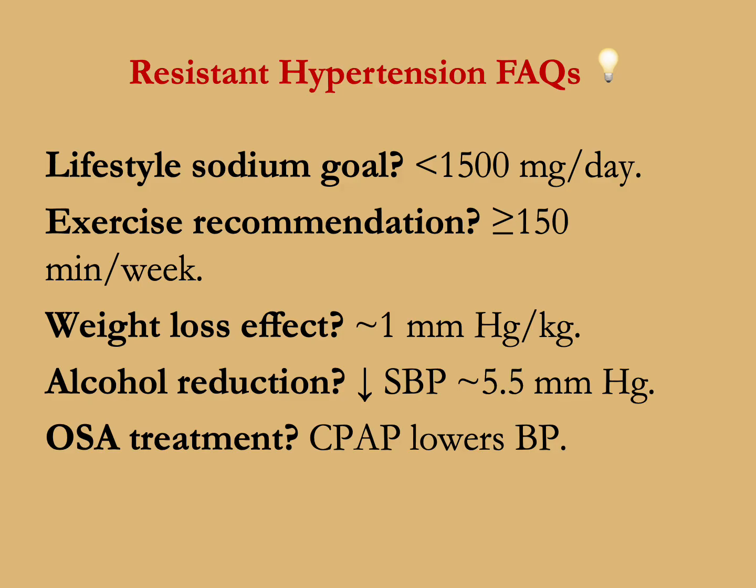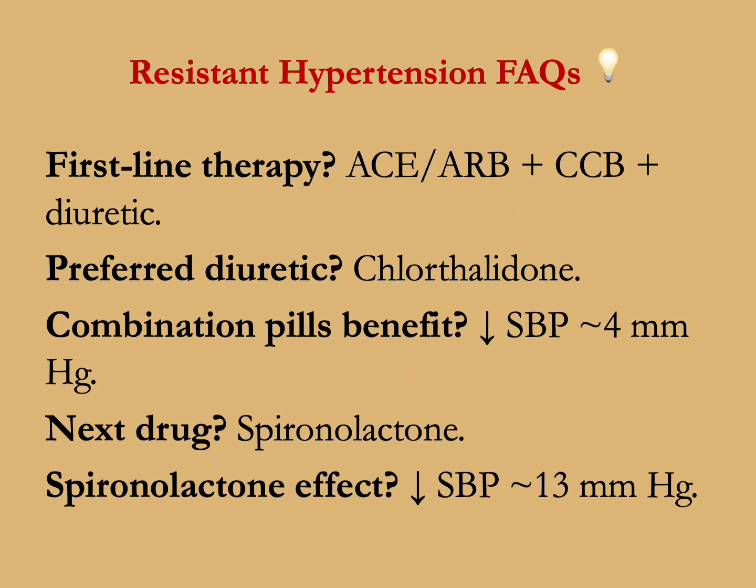What about treatment of obstructive sleep apnea? CPAP lowers blood pressure. What's first-line therapy? ACE, ARBs, calcium channel blockers, and a diuretic. The preferred diuretic is chlorothalidone. Combination pills benefit, so-called polypill. The systolic blood pressure decreases by 4 millimeters of mercury.